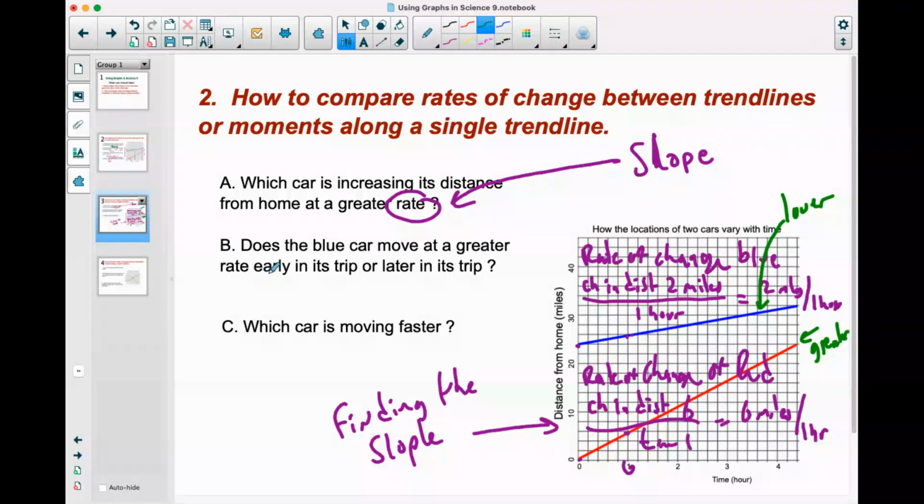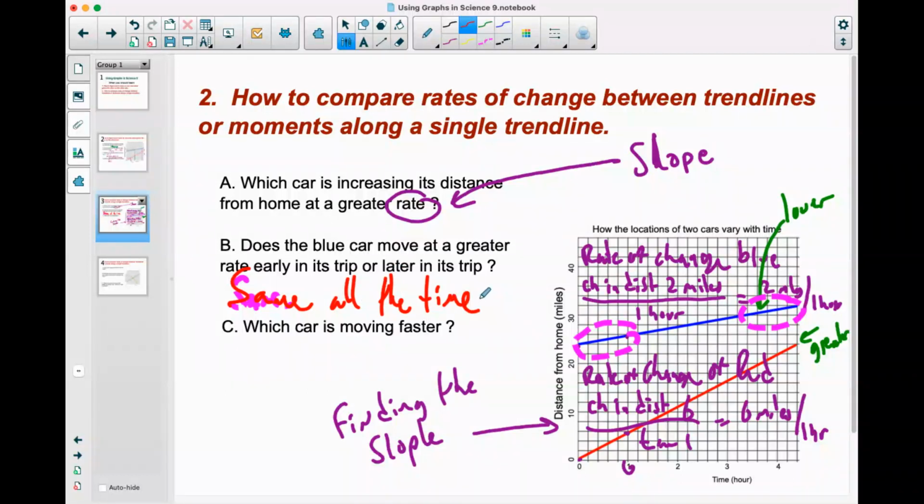Now let's tackle question B then. Does the blue car move at a greater rate early in its trip or later in its trip? So let's look here and maybe over here. In which case is the slope greater, early or later? And of course, those of you who understand the concept of a line know that the slope is the same throughout the whole line. That is, it's just as steep here as it is here. So the answer is it's the same all the time.